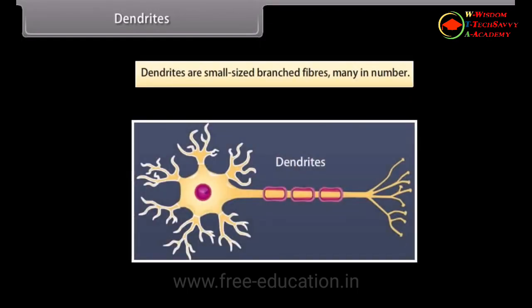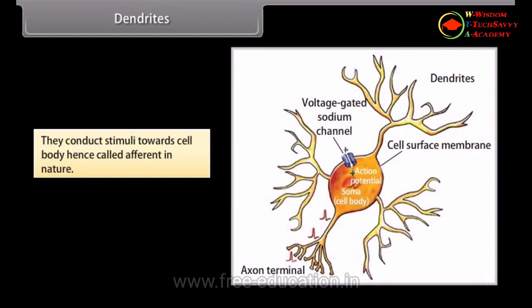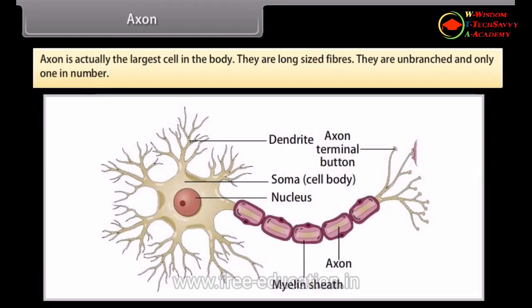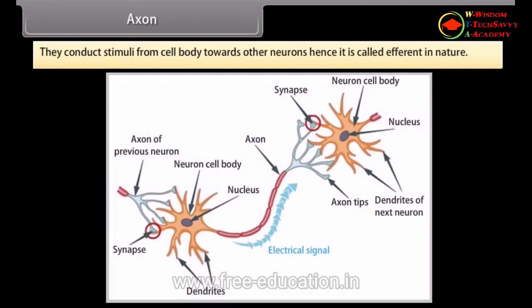Dendrites. Dendrites are small-sized branched fibers, many in number. They conduct stimuli to the cell body, hence called afferent in nature. Axon. Axon is actually the largest cell in the body. They are long-sized fibers. They are unbranched and only one in number. They conduct stimuli from the cell body towards other neurons, hence it is called efferent in nature.